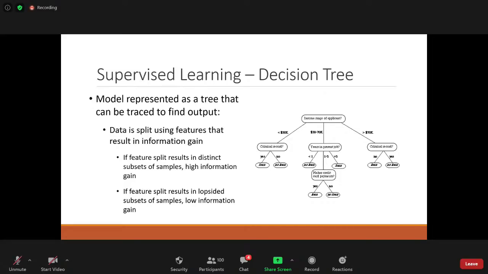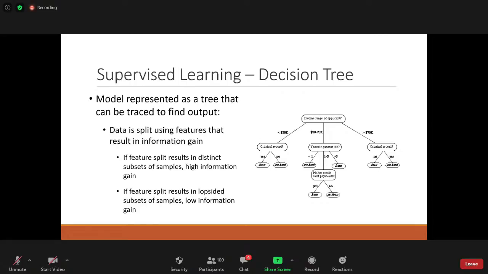Now, if we know that that group of people is a large group, we can tell that checking whether their income range is below 30K has given us a lot of information by narrowing down the number of samples that could result in the correct label. So that's why we call a feature split that gives distinct subsets of samples, like large distinct subsets of samples, high information gain. Now, if within your data set, your feature split only narrows down like one data point, then you know that that's not giving you a lot of information.